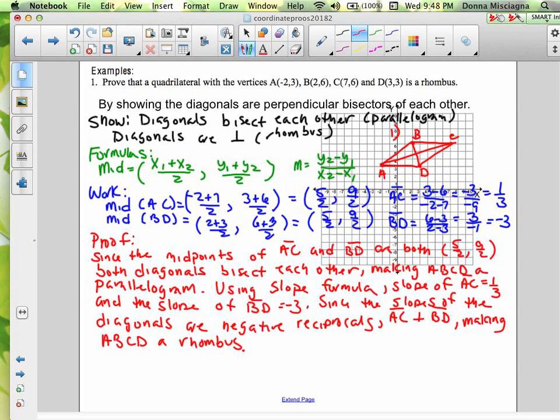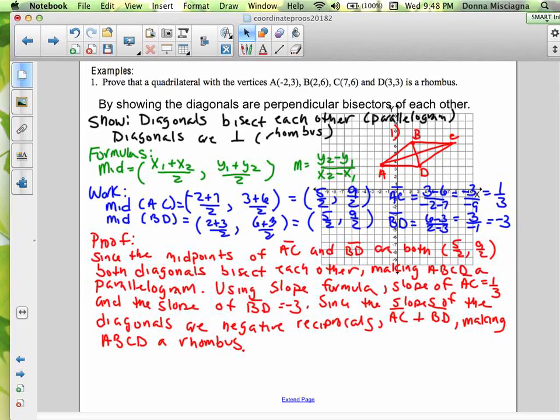There we go. All right, we got all the information in there in our proof. We talked about why it's a parallelogram, because the diagonals have the exact same midpoint. We said 5/2 and 9/2 is the midpoint. All right, so since that midpoint is the same, both diagonals bisect each other. That makes ABCD a parallelogram.